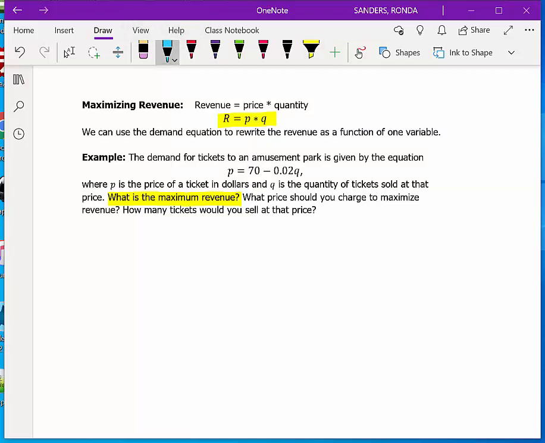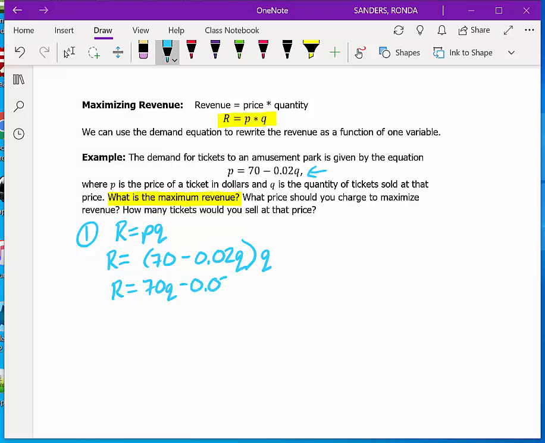Step 1. We need to find an equation for revenue in terms of only one variable. We know that revenue is equal to price times quantity. We will use the demand equation to rewrite the price. So R is equal to 70 minus 0.02Q, and then we have times Q. So our revenue is R is equal to 70Q minus 0.02Q squared.